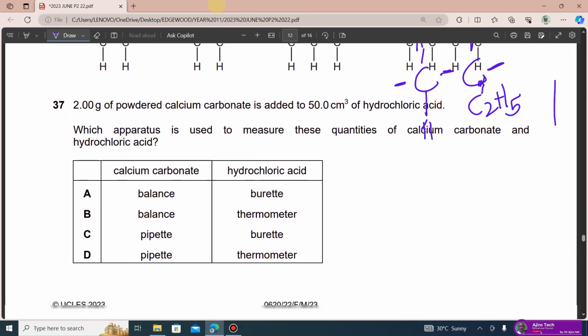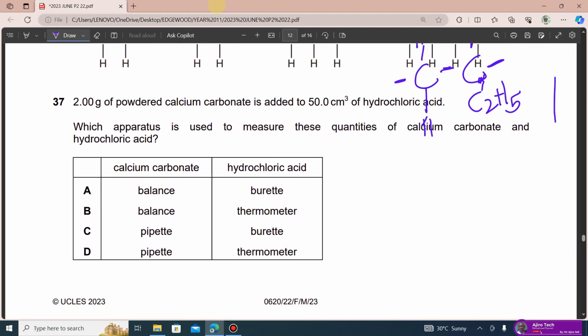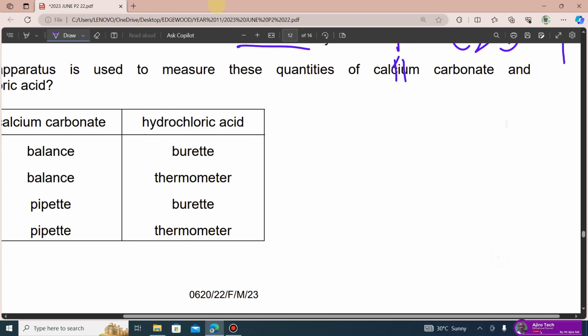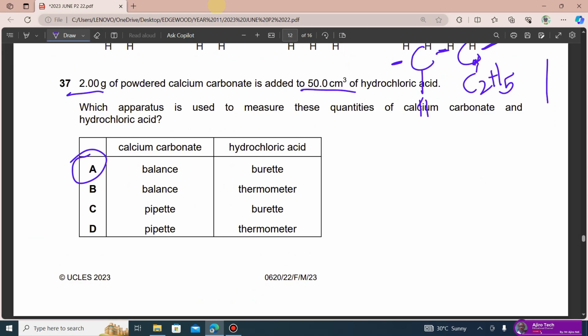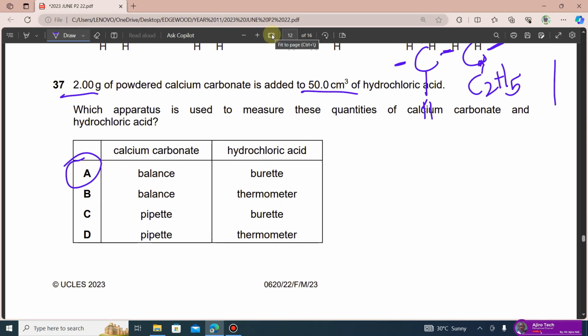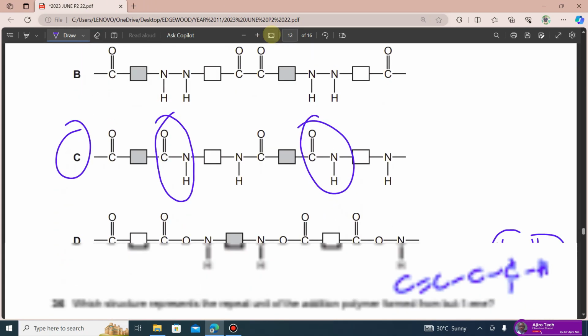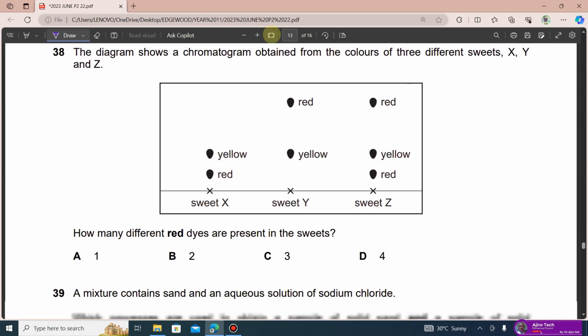Okay, question 37. 2.0 gram of powdered calcium carbonate is added to 50 cm cube of hydrochloric acid. So which apparatus do you need? You want to measure mass and you want to measure volume. So of course the most suitable apparatus are the balance and the burette for measuring the mass and volume. All right, so let's move on.